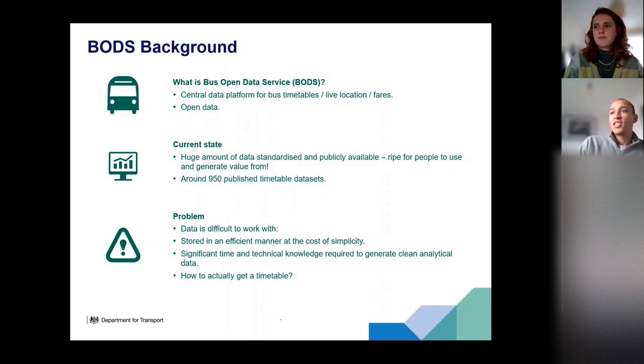The current state is there's a huge amount of open and standardized public data ripe and ready for people to use for whatever they want: research, entertainment, or commercial. On the timetable side, there's around 950 data sets published last time I checked, and that doesn't even account for the live locations and the fares. So there's a huge amount out there, giving you a full picture of the industry at the moment, and there's loads of stuff you can do with it.